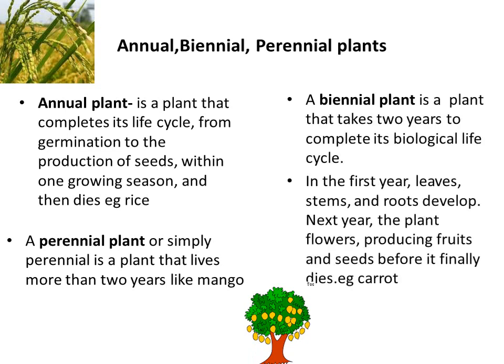A biennial plant is a plant that takes 2 years to complete its biological life cycle. In the first year, leaves, stem, and roots develop. Next year, the plant flowers, producing fruits and seeds before it finally dies. For example, carrot.